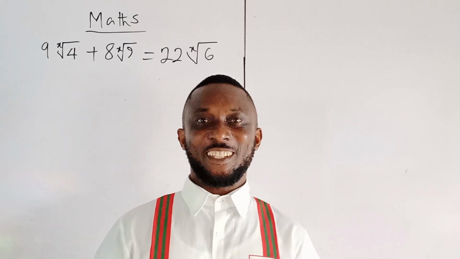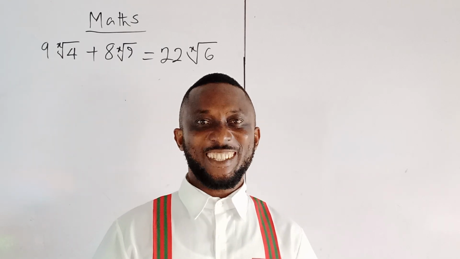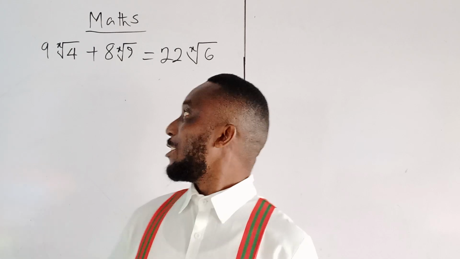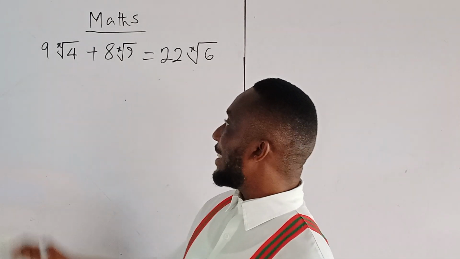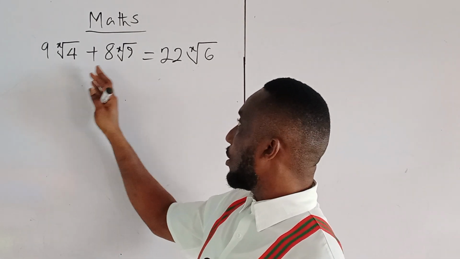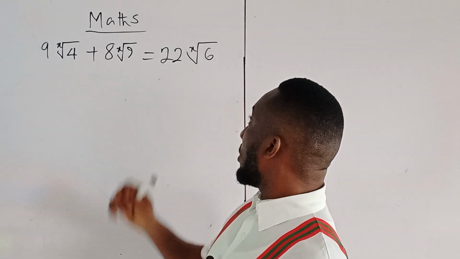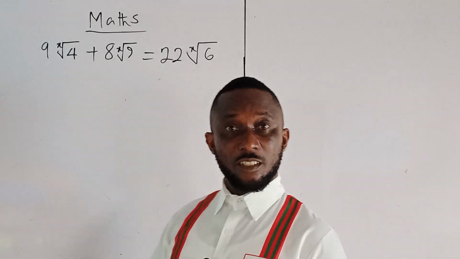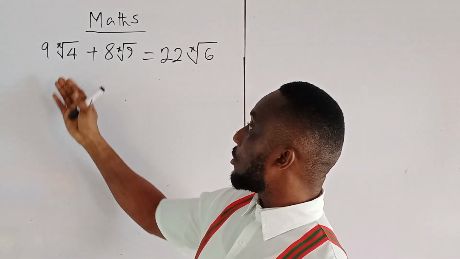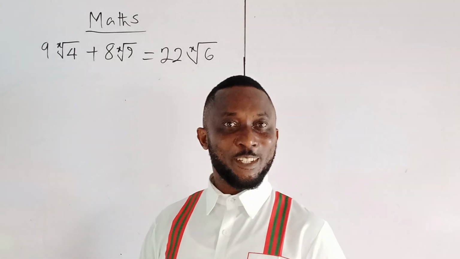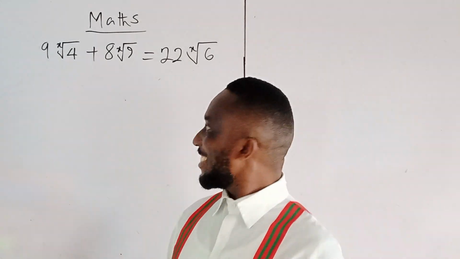Guys, let's take a look at this Cambridge University entrance examination problem. We have 9 multiply the x root of 4 plus 8 multiply the x root of 9 equals 22 multiply the x root of 6. What we shall do is write these radicals in their exponent form. So let's get at it.